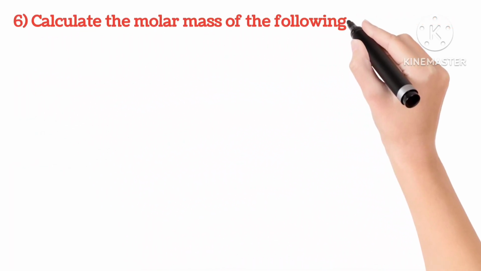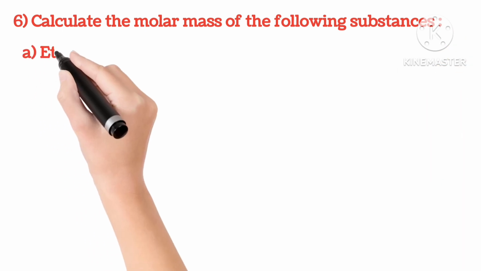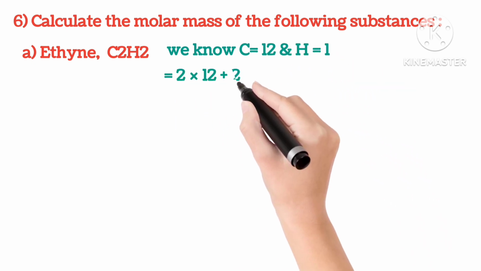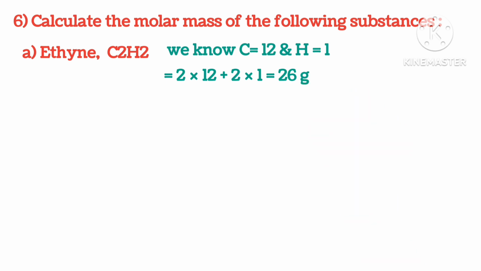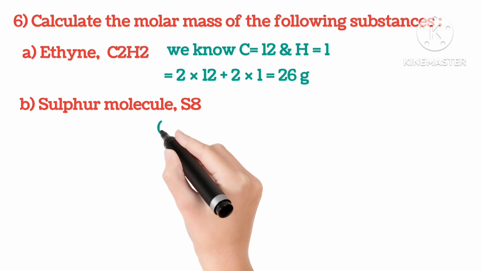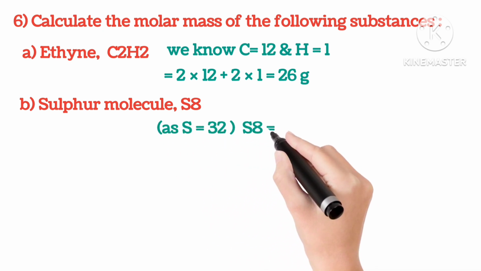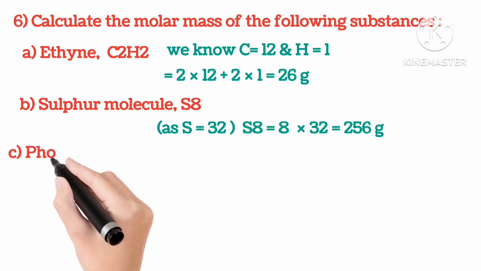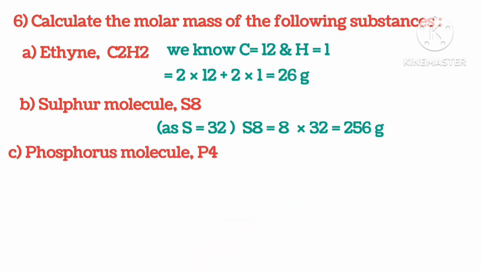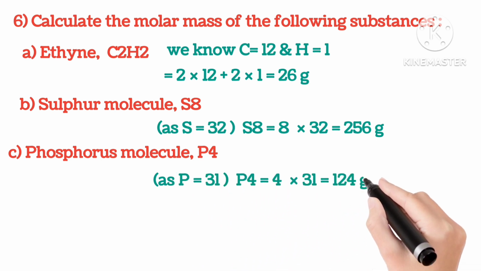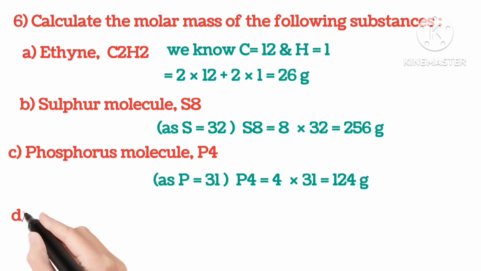Calculate the molar mass of the following substances. Ethine, C2H2. We know that C is equal to 12 and H is equal to 1. So putting the values, we get 26 grams molar mass of ethine. Now for sulfur molecules, we know sulfur's mass is 32. So 8 into 32 is 256 grams. Similarly for phosphorus molecule, phosphorus mass is 31. So 4 into 31 will be 124 grams.